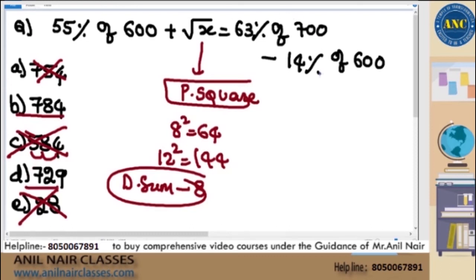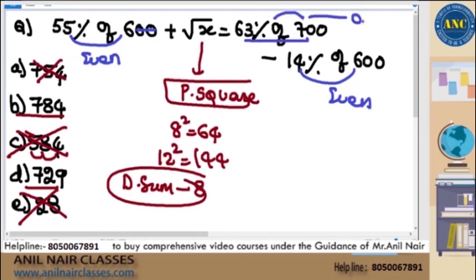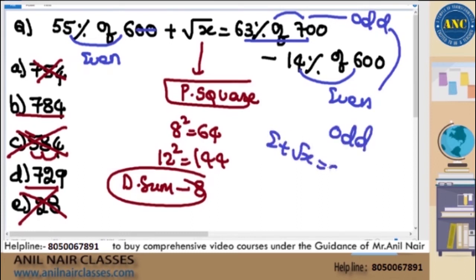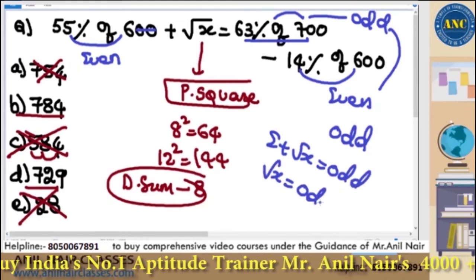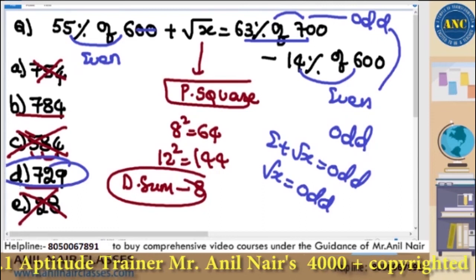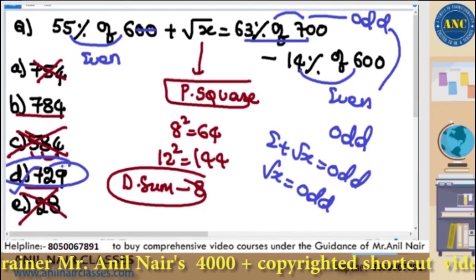Listen carefully, sir. All you have to do is just listen. 55% by 100 means these are eliminated. 55 into 6. Any number multiplied by even is an even number. This is also an even number. 63 into 7, it is an odd number. What is odd minus even? It is odd. So even plus root x equivalent to odd. Root x is nothing but odd minus even, it is odd. So answer should be an odd number, 729. Beautiful question.